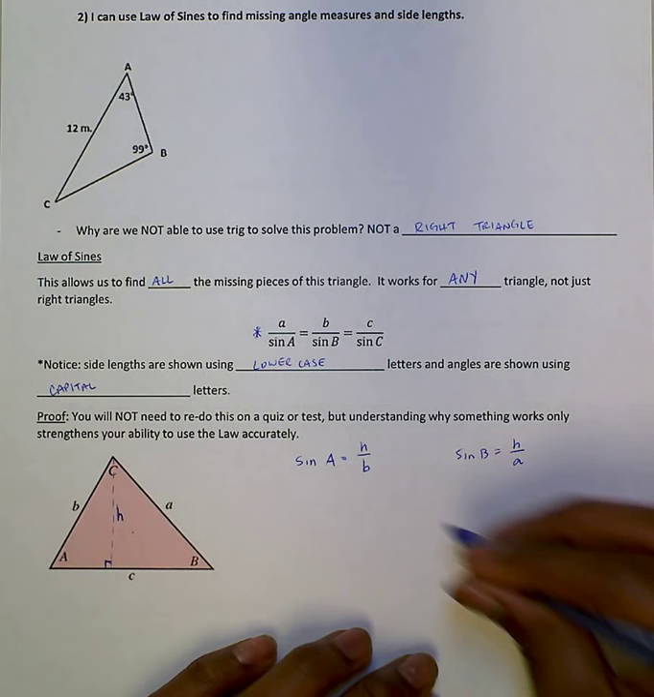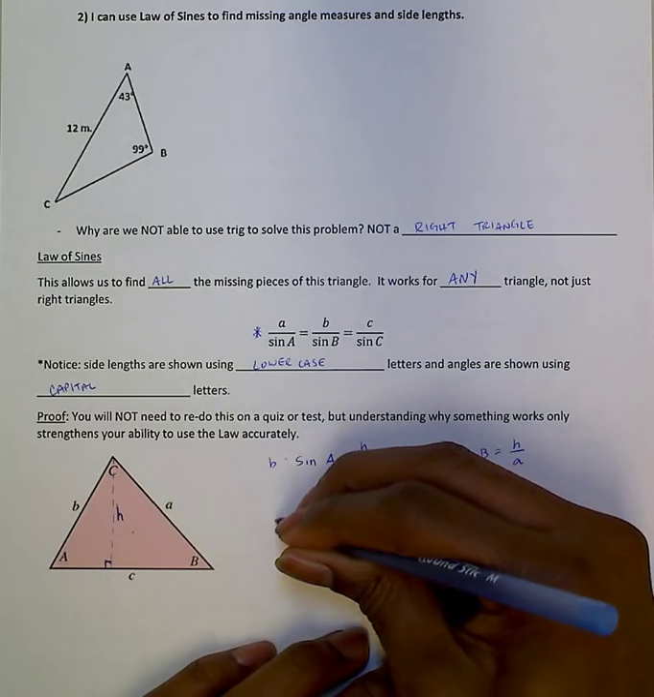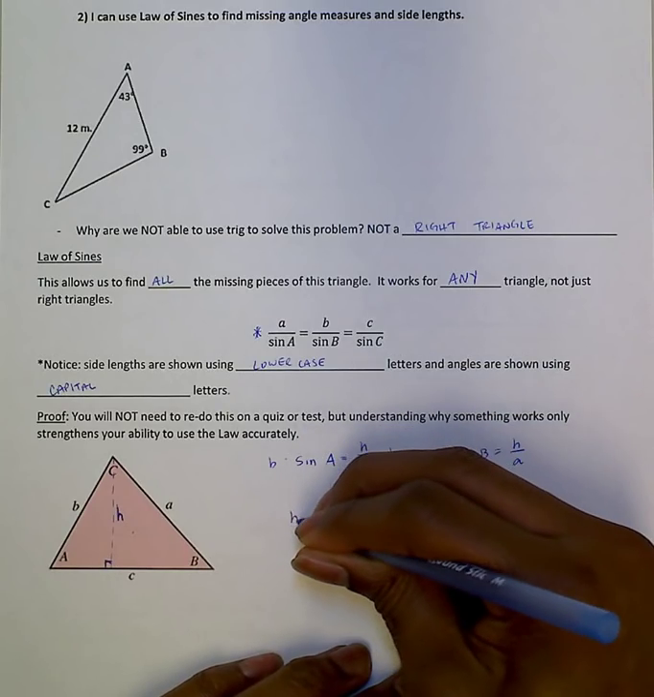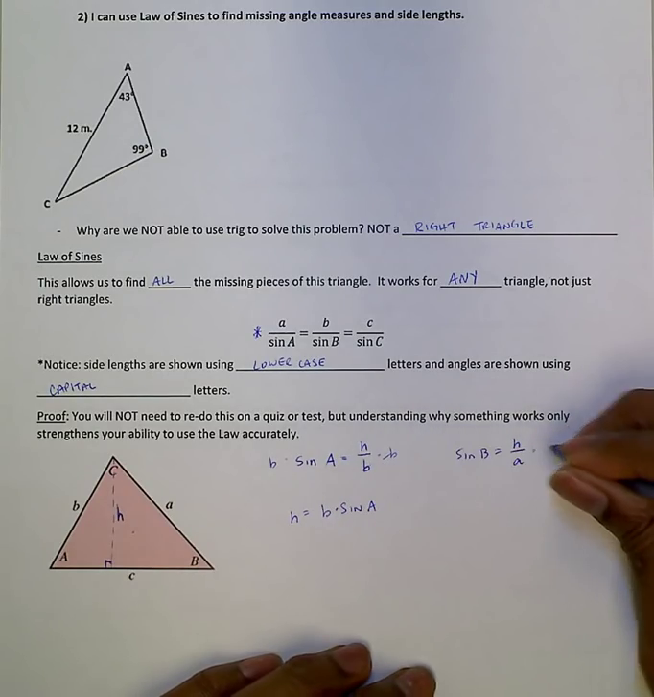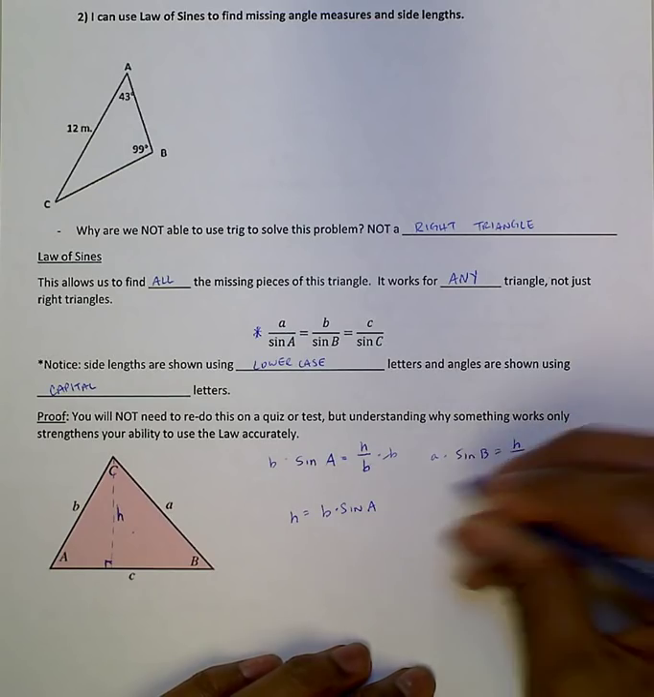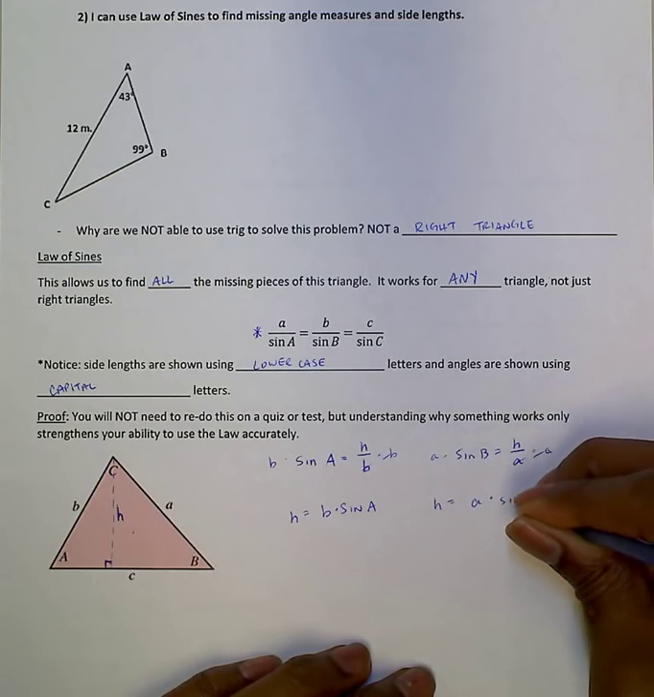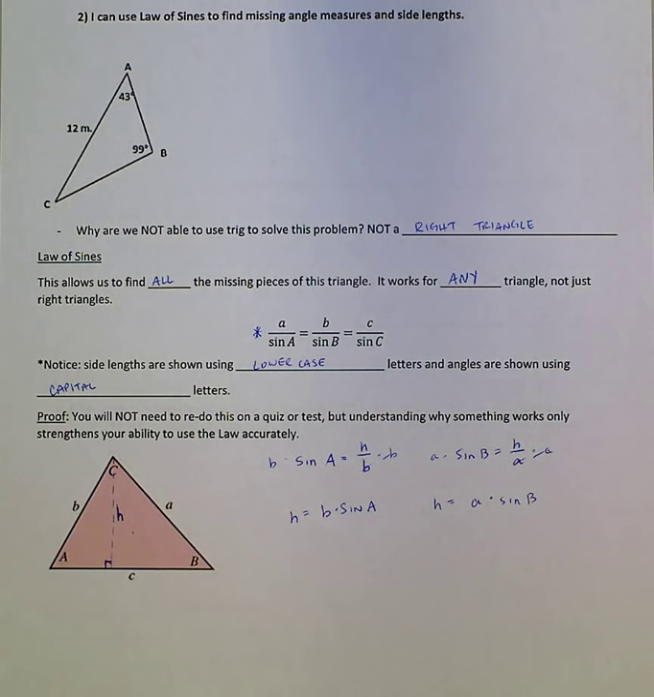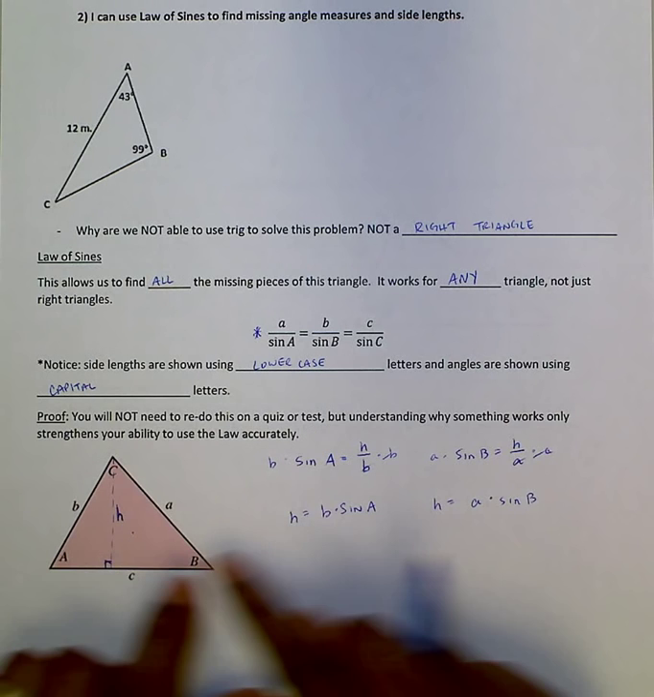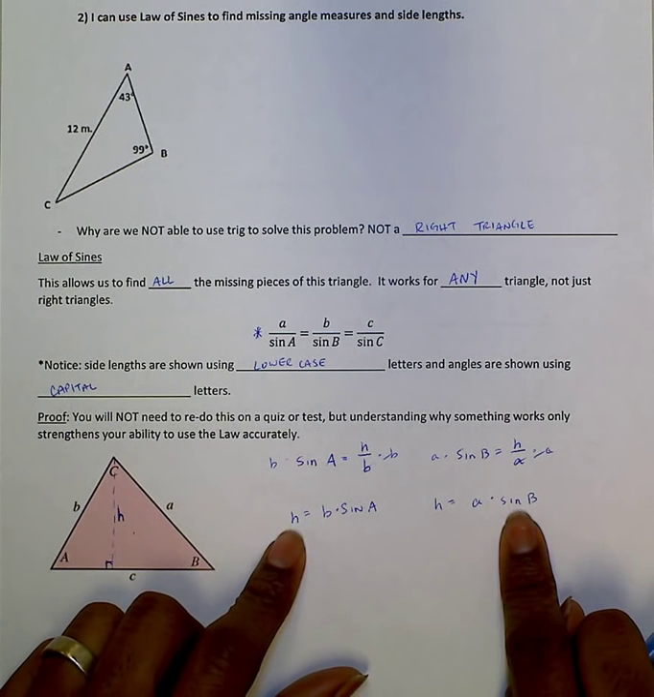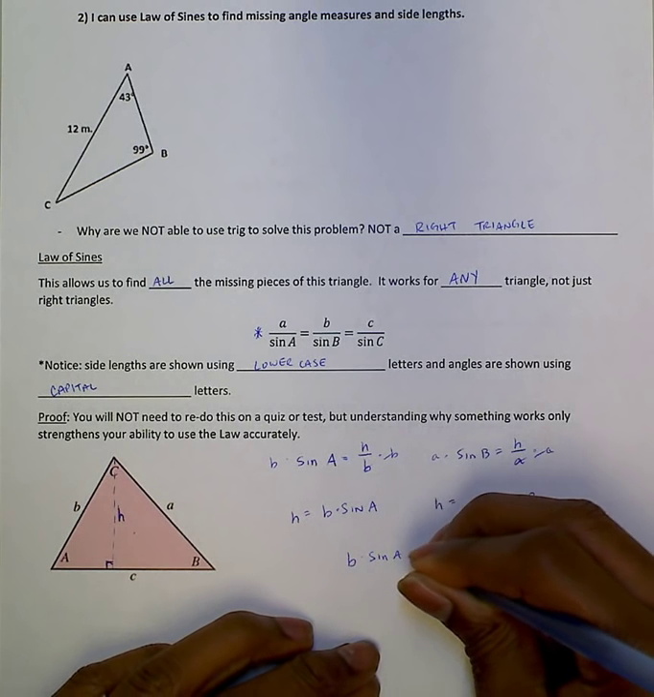In this side, I'm going to deal with these separately. We'll multiply both sides by B, and I get H equals B sine A, B times sine A. And on this side, I'm going to multiply by A, and I get H equals A times sine B. So you should notice, hey, this H is the same H, right? H equals B sine A, H equals A sine B. So we can say that actually B times sine A is the same as A times sine B.